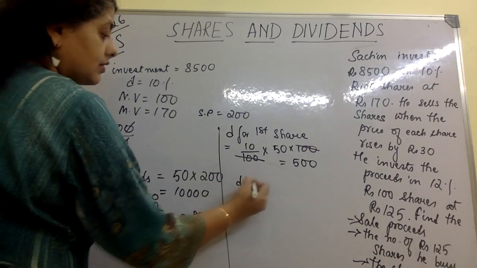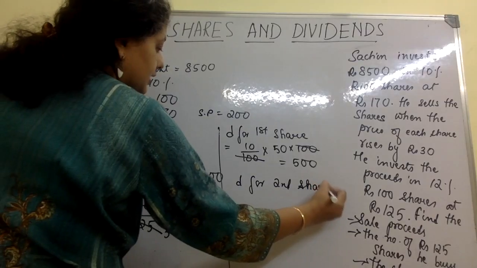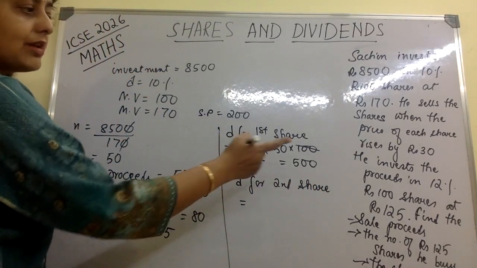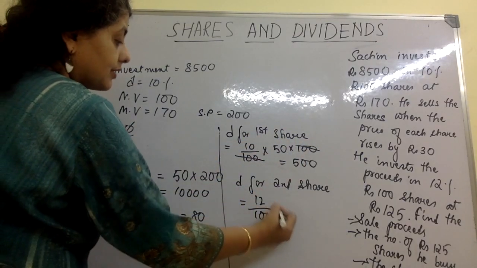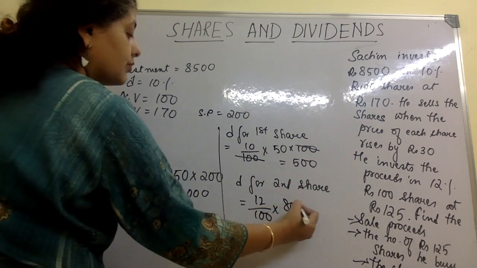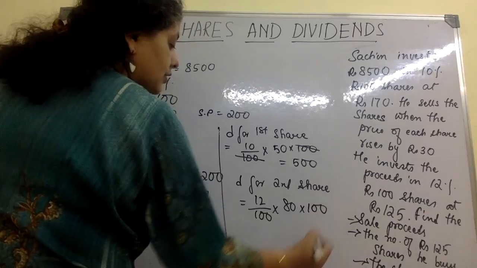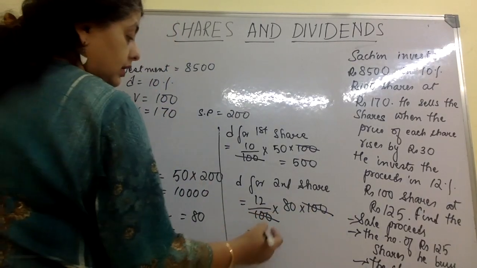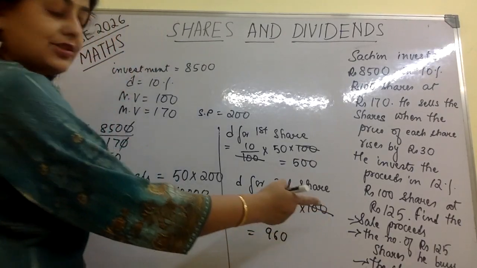Dividend for the second share, that is the second company. This is a 12% share, they have told, means dividend is 12%. 12 by 100 into the total nominal value, number of shares is 80. 100 rupee shares means nominal value of each share is 100. So here it goes to 960.